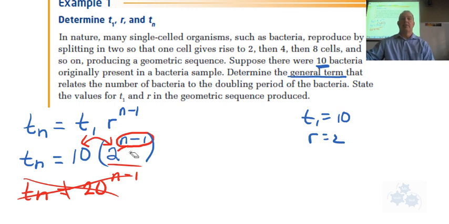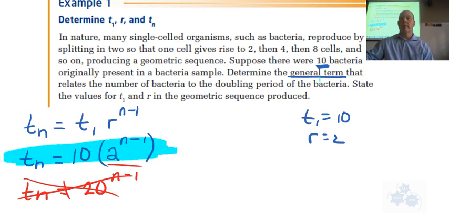So your final answer for that would just be this expression right here. Okay? So that's your answer there for that one. And then we've got T of 1 and R just like it states there. Okay? Questions about example 1?